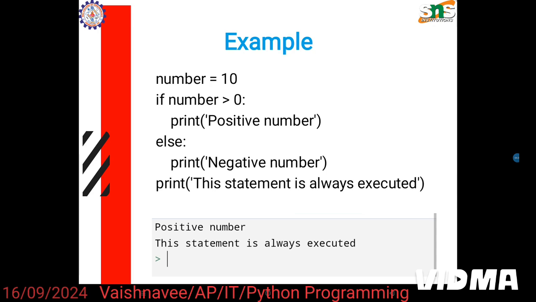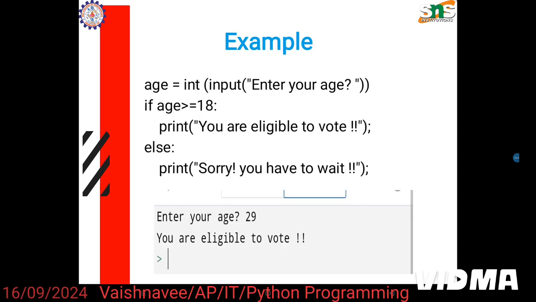We have an example here. Number is equal to 10. If number is greater than 0, print positive number. Yes, the number is greater than 0, so it will print the positive number. Suppose we give number is equal to -10, it will check if number is greater than 0. It is not true, then it will come to the else statement and it will directly print the negative number.